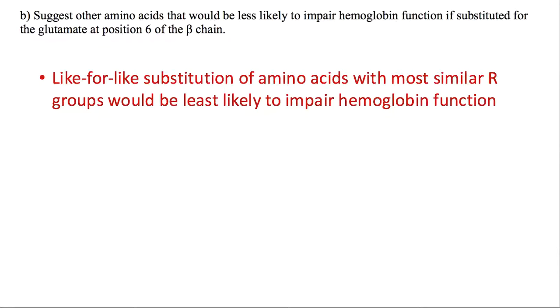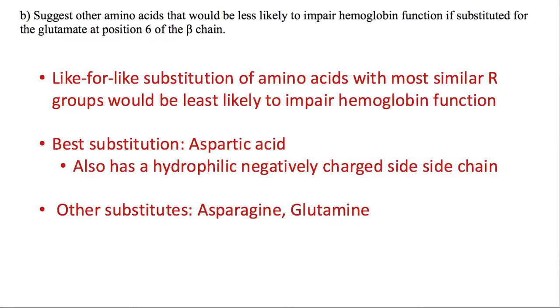To summarize, for part B, like-to-like substitution of amino acids with the most similar R groups gives the best chance to avoid impairing protein function. In this case, these substitutes being aspartic acid first, and then asparagine and glutamine.